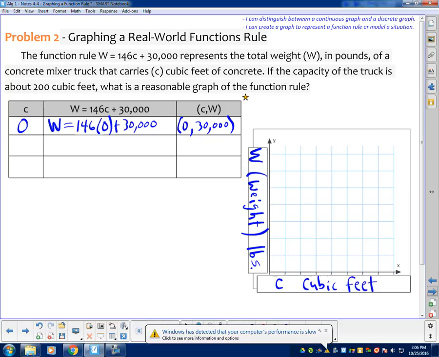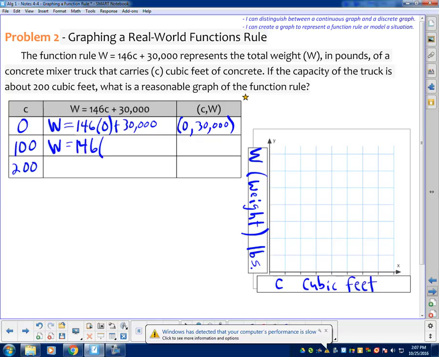Then I could plug in a couple more here. If the capacity of the truck is about 200 cubic feet, what is a reasonable graph of the function rule? So, guys, if the capacity of the truck is 200 cubic feet, and I only have room on my table for maybe 2 more values, that's what I was thinking. Let's plug in 100 here, and then 200 here. So it'll be W equals 146.